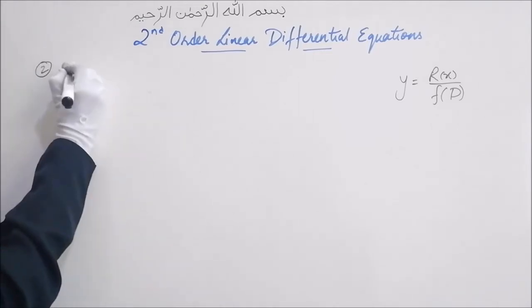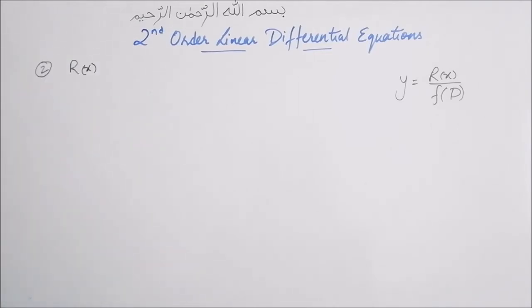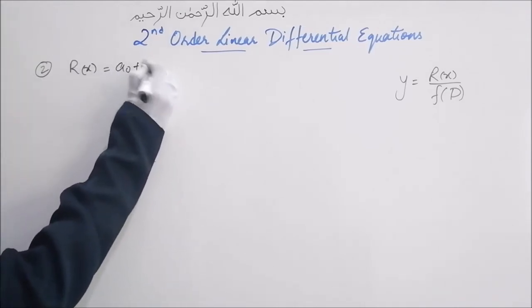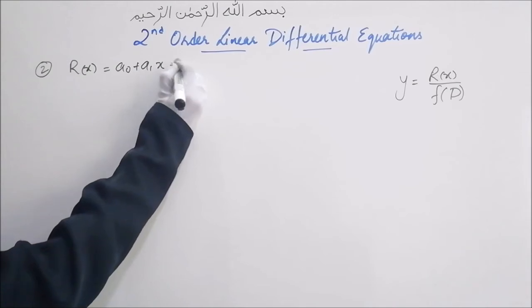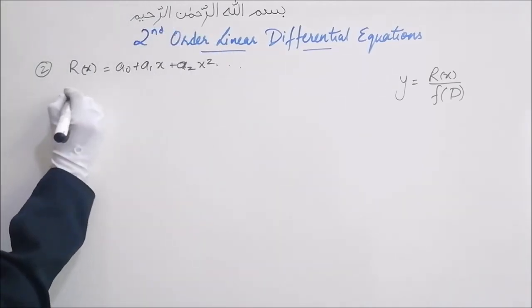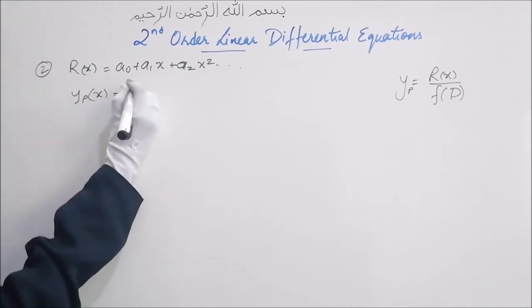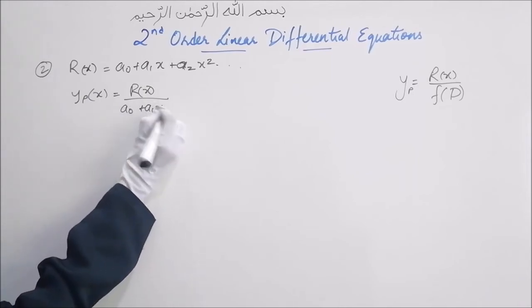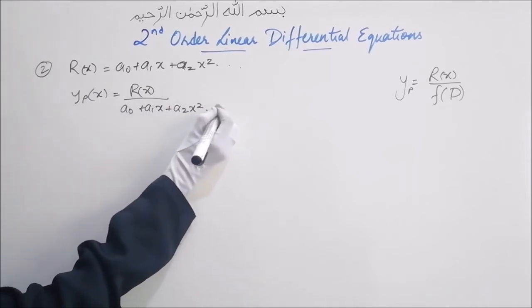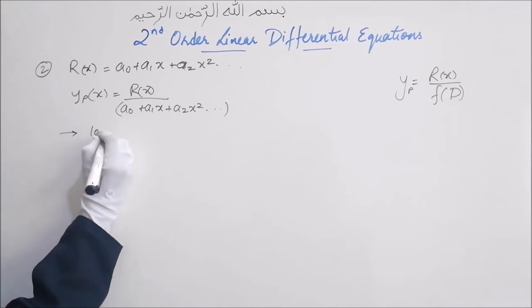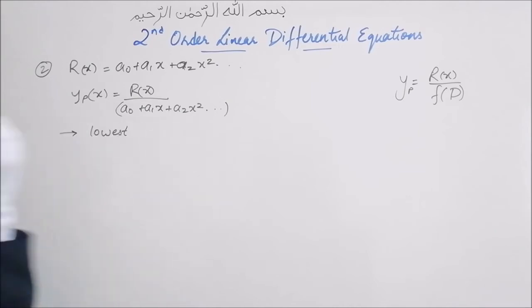Second case is that our r of x can be a polynomial function of x, that is of the form a constant term plus some constant times x plus some constant times x squared and so on. Therefore we will get y particular equal to r of x divided by a0 plus a1 x plus a2 x squared and so on. For this there are steps. First step is to remove the lowest power term out from the denominator.